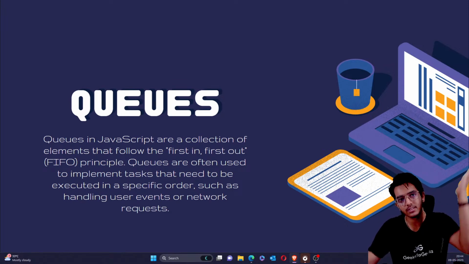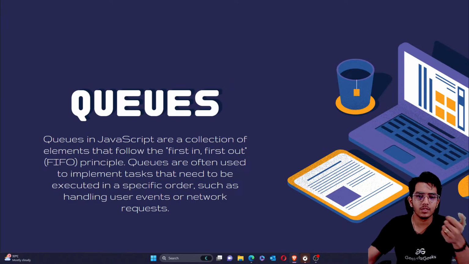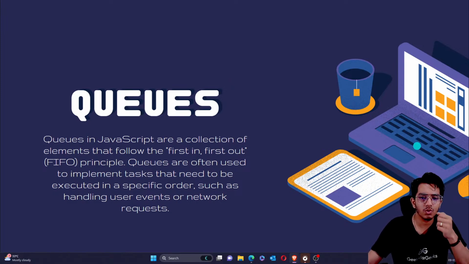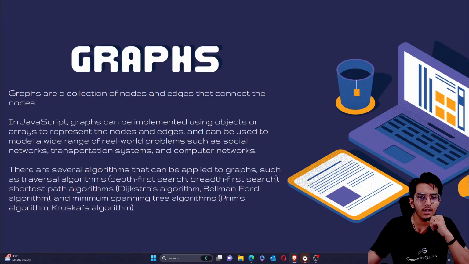Okay, that is first in first out. So queue uses the first in first out principle, and we'll be learning these also. This data structure is also very important. And then we'll be learning about graphs. Graphs are a collection of nodes and edges that connect the nodes.